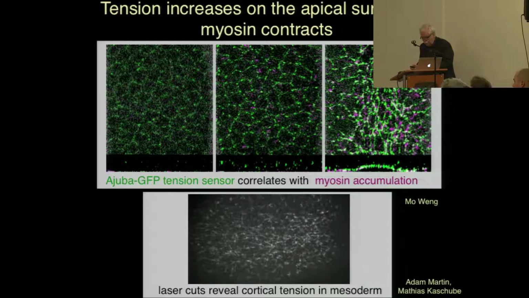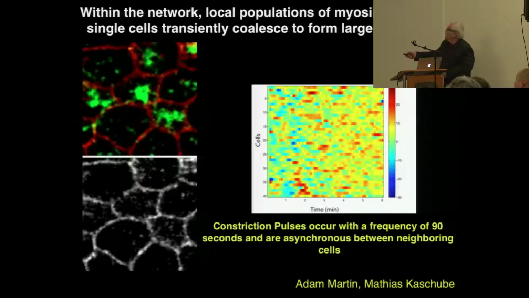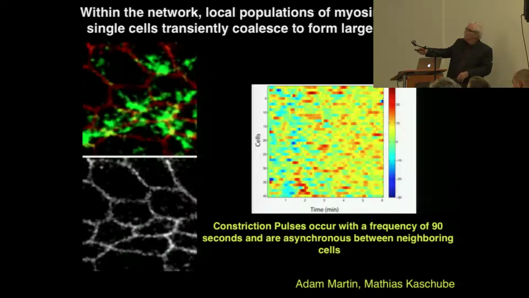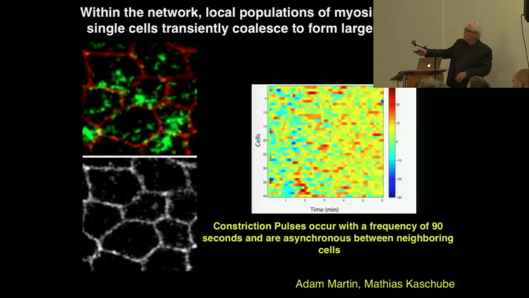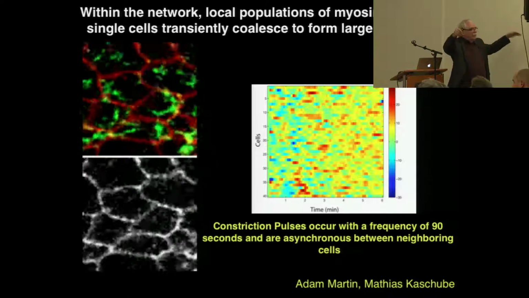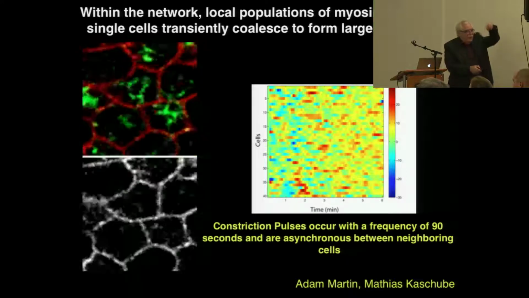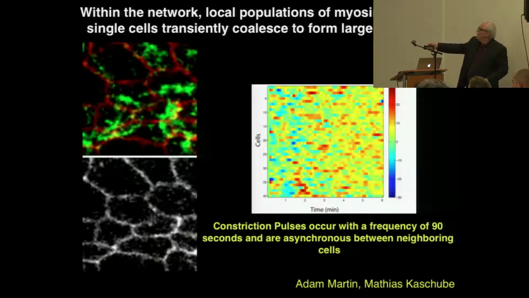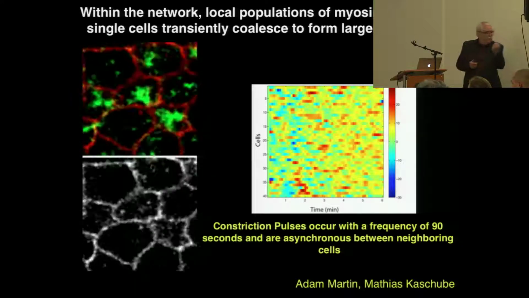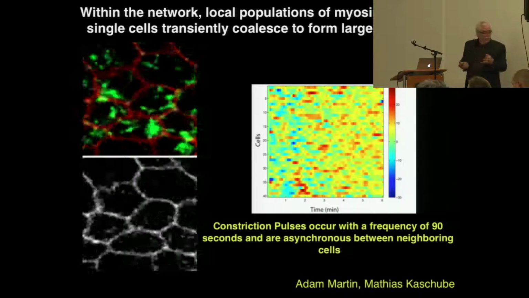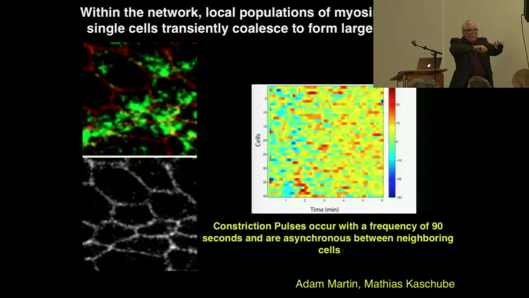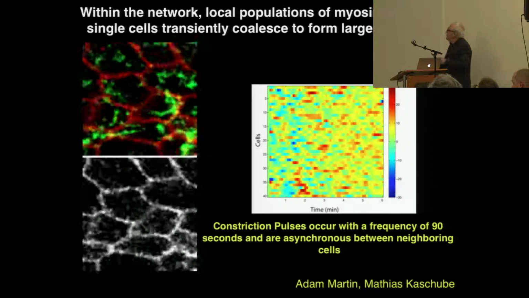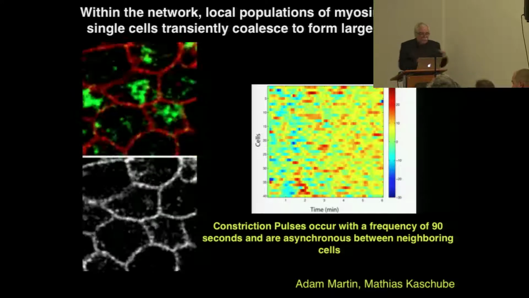Let's go again, and be careful here. What we're looking at here is myosin in green accumulating in individual cells. If you follow an individual cell, you'll see that even though this is a large interconnected network of 800 cells, locally there's a local activation process. In an individual cell, you can see myosin accumulating, going away, accumulating, and going away. These pulses of myosin accumulation occur with about a 90-second frequency in individual cells. So the network is locally activated and pulsing, and not particularly synchronous with each other.